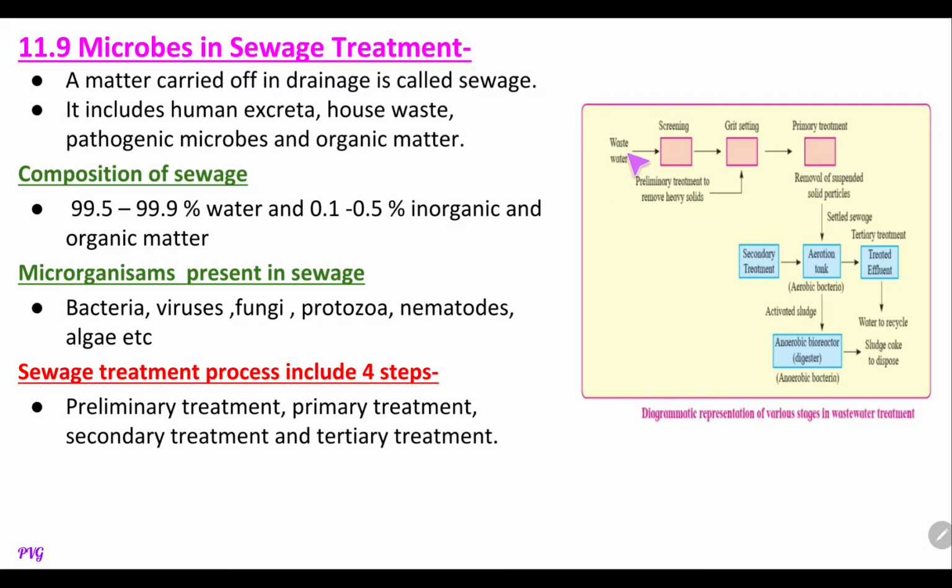Actually, wastewater is first in the preliminary treatment. First stage is screening and second one is grit settling, that is to remove the heavy solids. Then the second step, that is the primary treatment, in which the removal of suspended solid particles and settling of sewage is undergone. Then secondary treatment takes place in the sedimentation tank, then it is sent to the aeration tank. Then the third step takes place, that is the tertiary treatment, treated with the effluents.